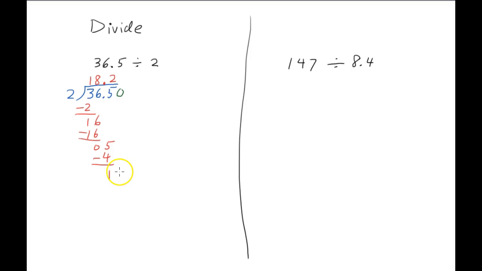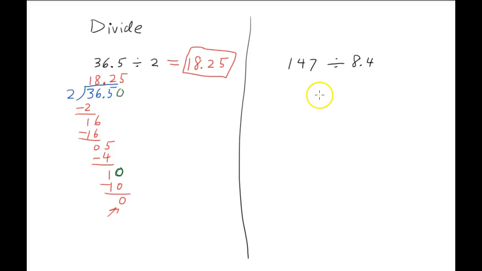So now I'm going to drop that 0 down here. And so now we have 10. So 2 goes into 10 5 times. 5 times 2 is 10. We subtract. Now when we get a 0 here, that means we're done. So our answer, our quotient, is 18.25. Okay, not too bad. We just tacked on a 0 where we needed.